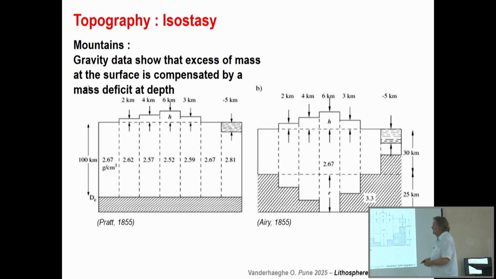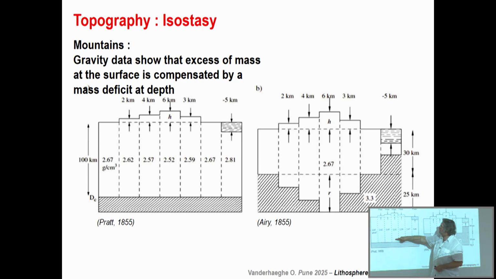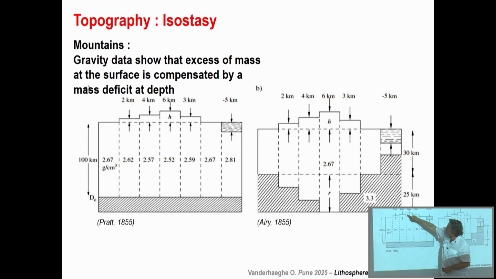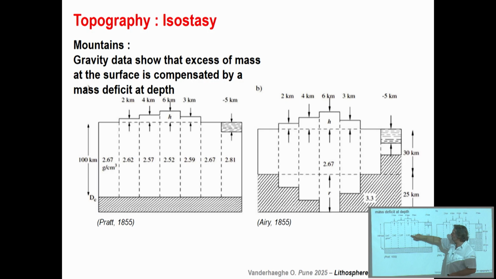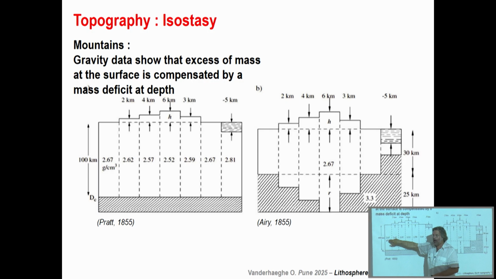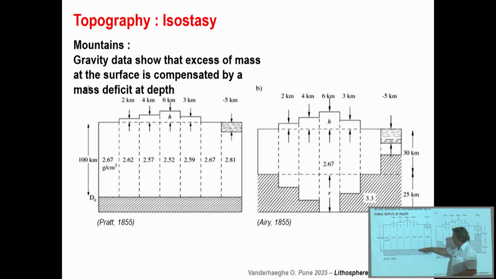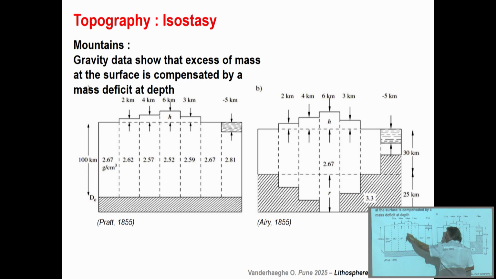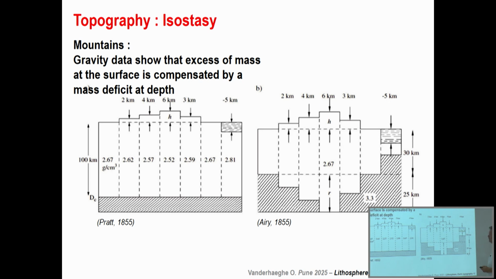The model came from these guys, Pratt and Airy, the same year. One stipulated that the zones of thick crust, the mountains, are related to low density material compared to the lowland where there is higher density. And that at some point, the excess of mass, because of the low density here, is compensated, and the pressure of this rock column is equivalent to this rock column at the isostatic compensation depth.